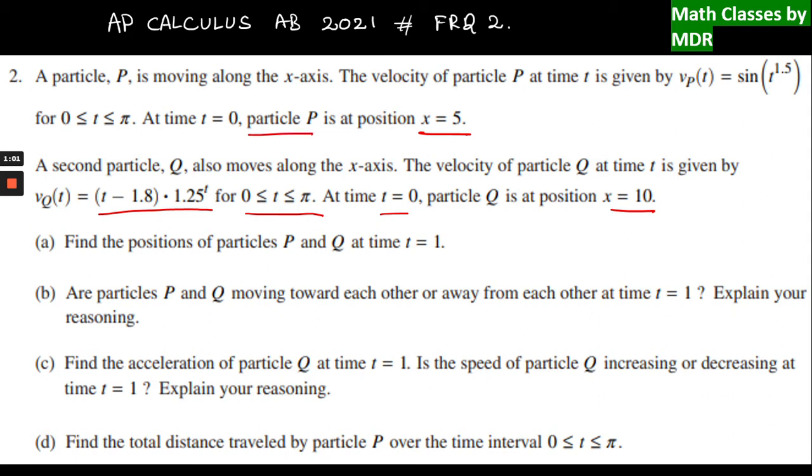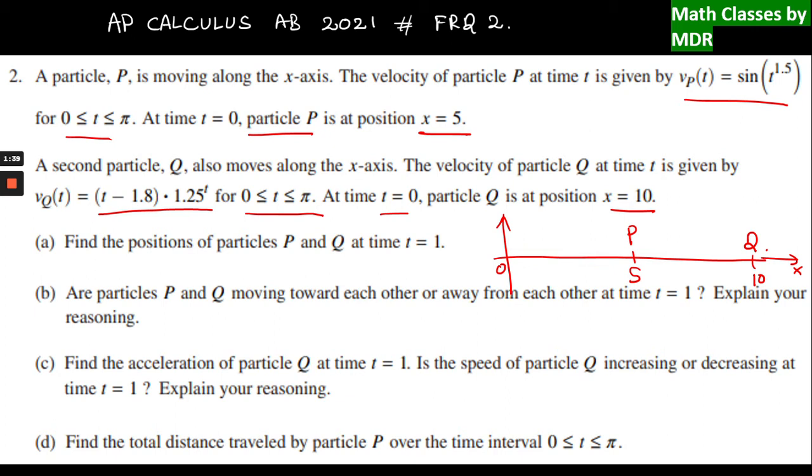Here the particle P is at the position x = 5 and the velocity of particle P is given as sin(t^1.5). If you take it on the x-axis, so let's say y is 0, one particle is at 5 and another is at 10. Okay, this is the x-axis. So we have the particle P at this point and Q at this point, right? So let's see the first question: find the positions of particles P and Q at time t = 1.